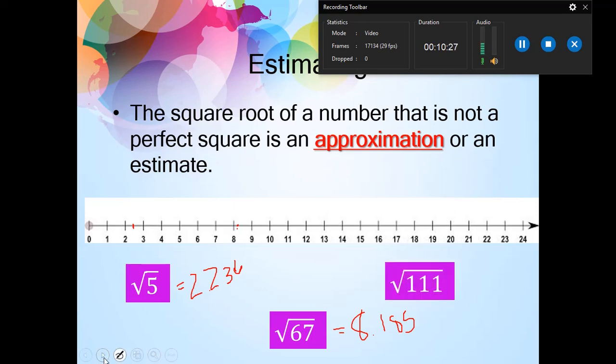And one more example, the square root of 111 is slightly larger than 10. So the iPad tells me that it's 10.5357. And I'm going to round this off to 10.54. So I know that the square root of 111 is somewhere in here. So we can come up with a decimal approximation. We can also locate a position for this square root radical on the number line.